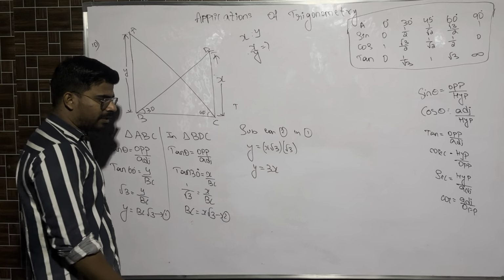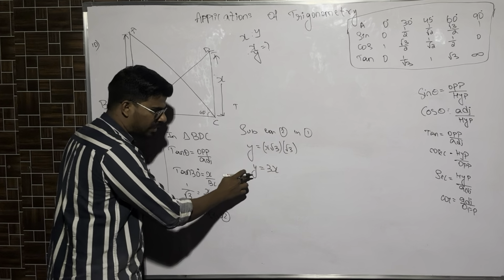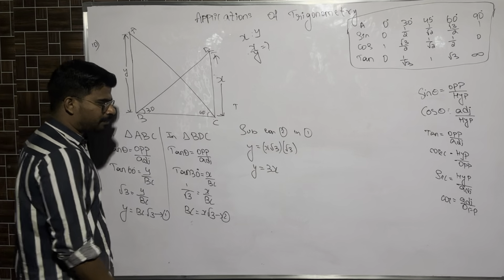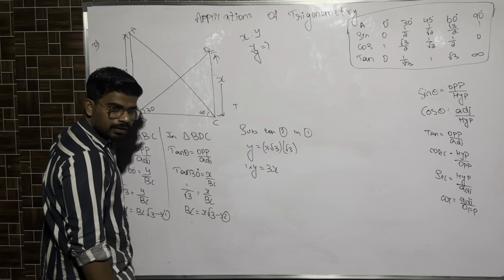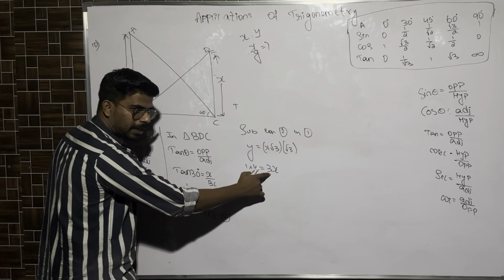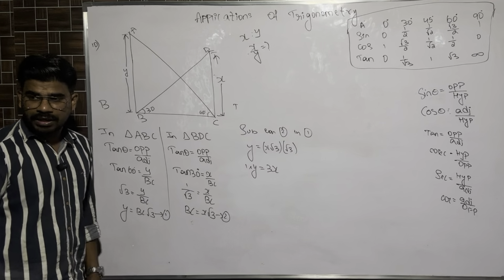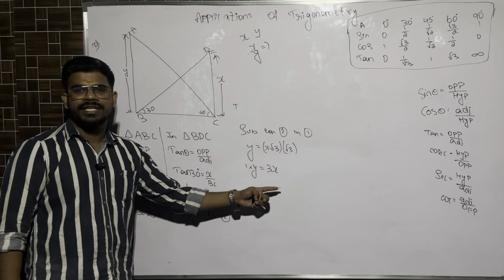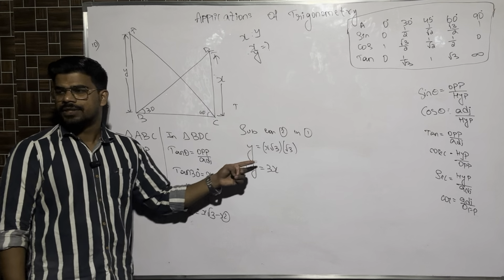X by y. So this y is in multiplication. If I send it over here, it will become division. If nothing is there, I can consider 1. This 3 is in multiplication. If I send it over here, it will become division. 1 by 3 is equal to x by y. Therefore, x is to y is equal to 1 is to 3.